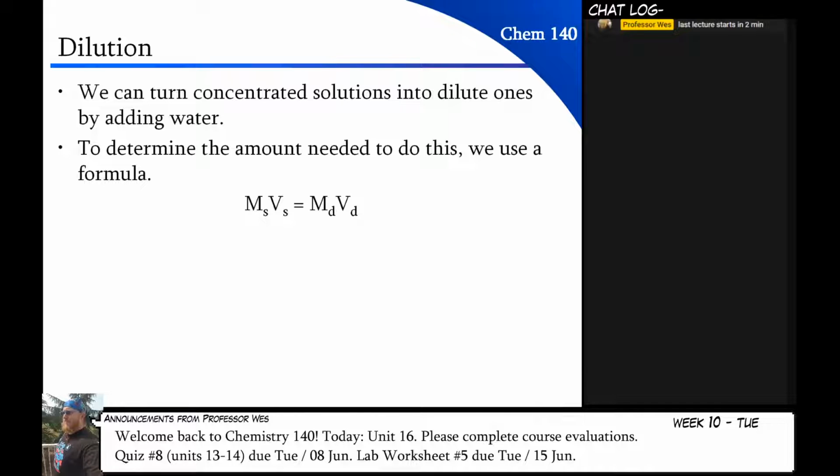Okay, so what might S be? And what might D be? Well, we're trying to dilute stuff, right? So D is dilute. What is S? S is the stock solution. The stock solution is what you start with. It's in the stock room.